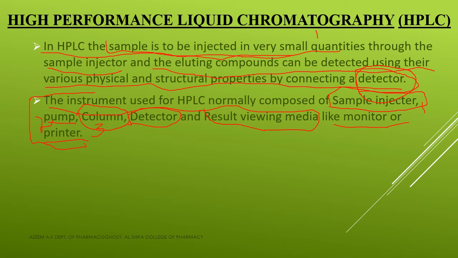Then the fourth part is the detector. After the sample passes through the column, it gets separated and eluted, and this eluent is passed through the detector where the results can be interpreted. And finally, the fifth part of the instrument is the result viewing media. It may be either a monitor or a printer. So these are the 5 general parts of the HPLC instrument: sample injector, pump, column, detector, and result viewing media like a monitor or printer.